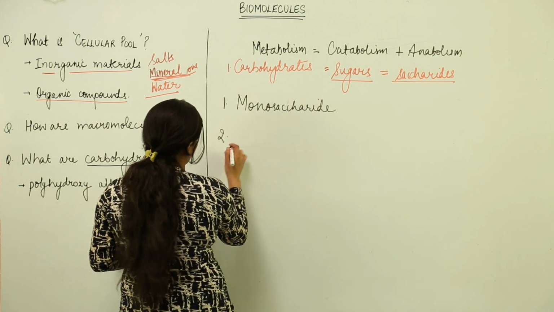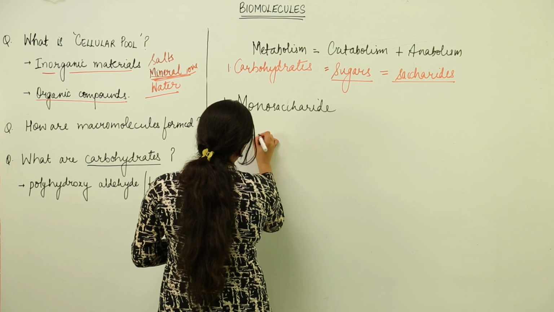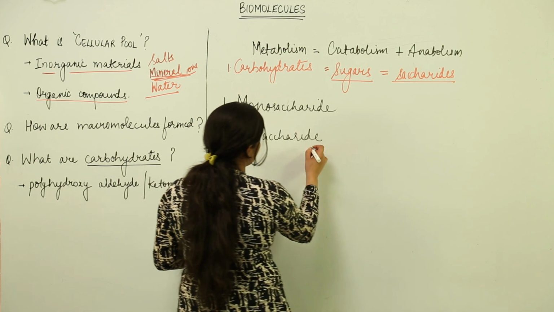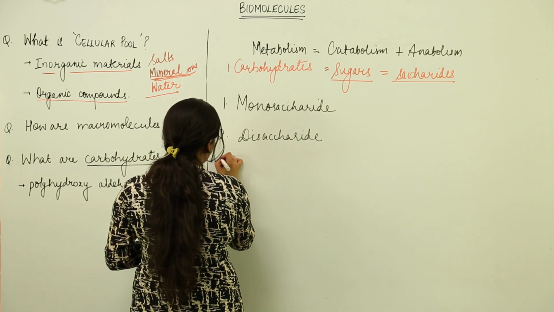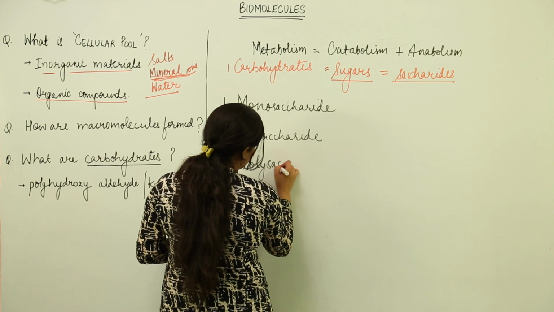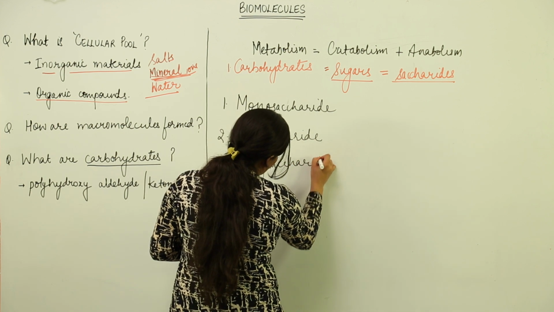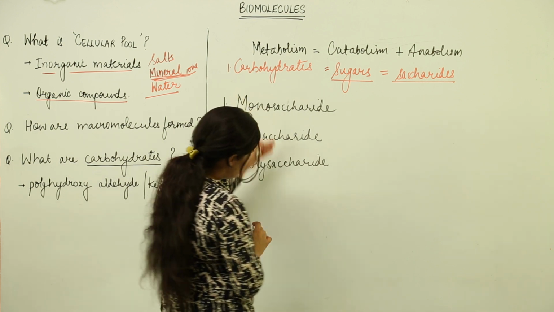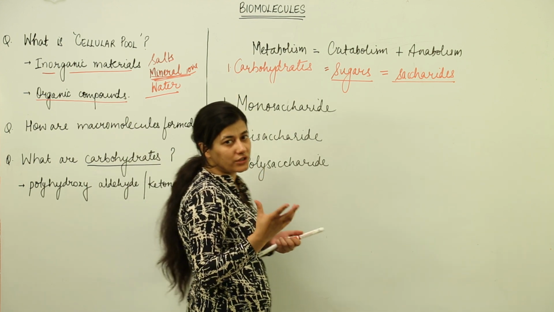Then the second one is disaccharide. There is another classification known as oligosaccharide, but we need not get into details of that. And the third one is polysaccharide. Now, for understanding what these three are, we need to know the basic structure of a sugar.